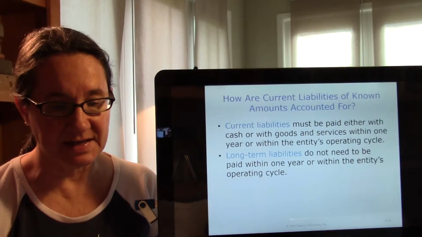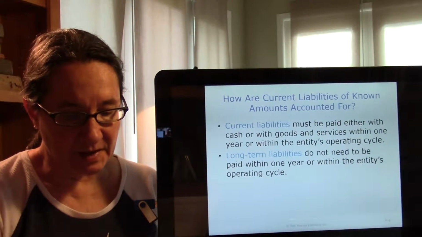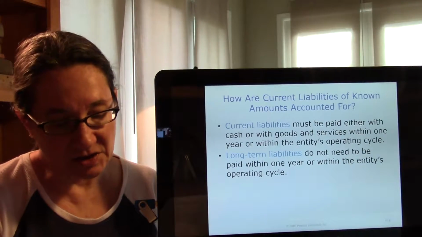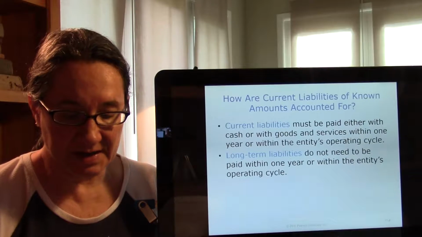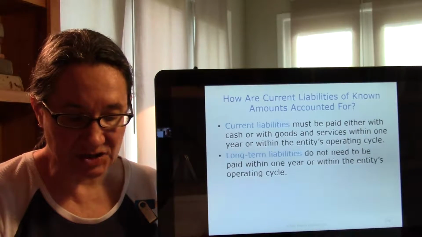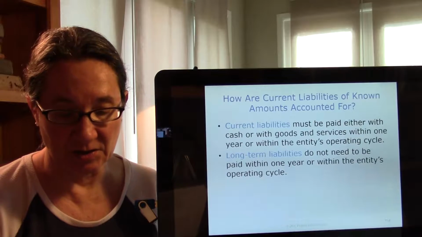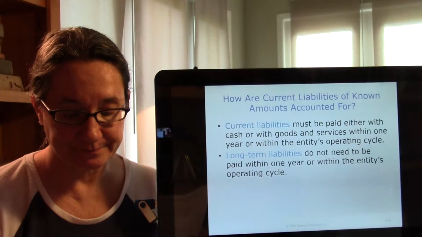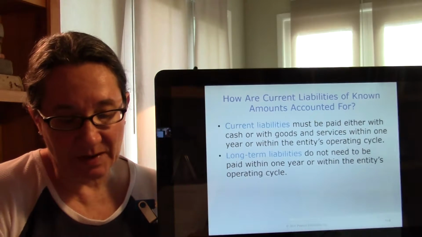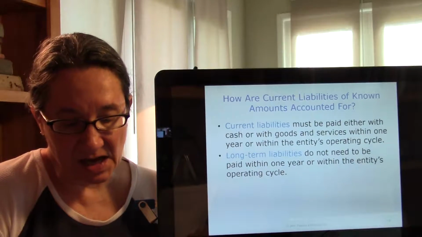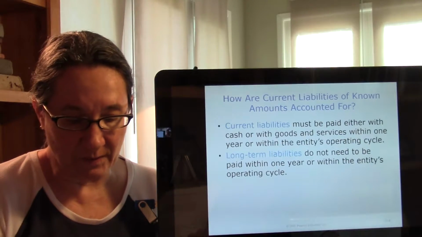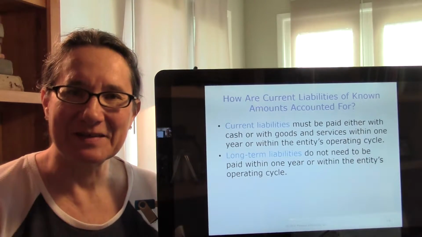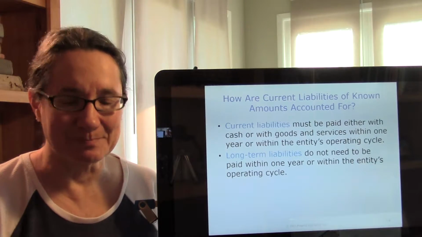How are current liabilities accounted for? Liabilities can be split into two main categories, current and long-term. A current liability is a liability that must be paid with cash or with goods and services within 1 year, or within the entity's operating cycle if the cycle is longer than a year. A long-term liability is a liability that does not need to be paid within 1 year or within the entity's operating cycle, whichever is longer. So this should not be new information for you. Current, within a year; long-term, longer than a year.